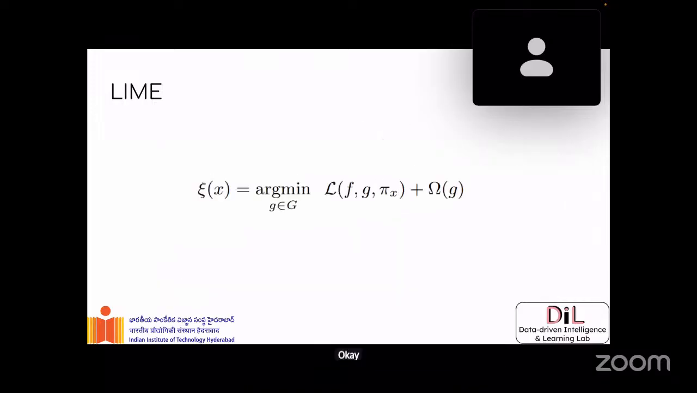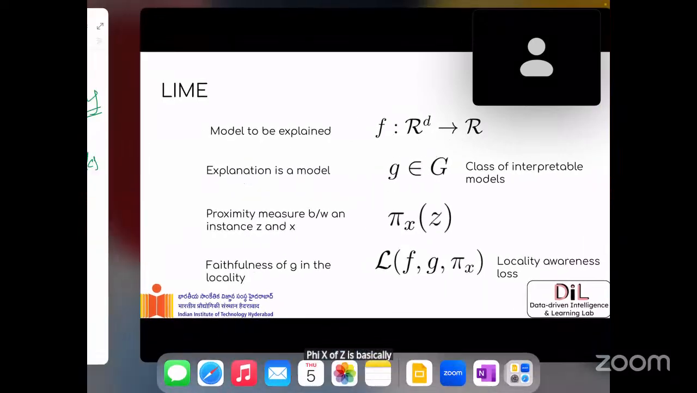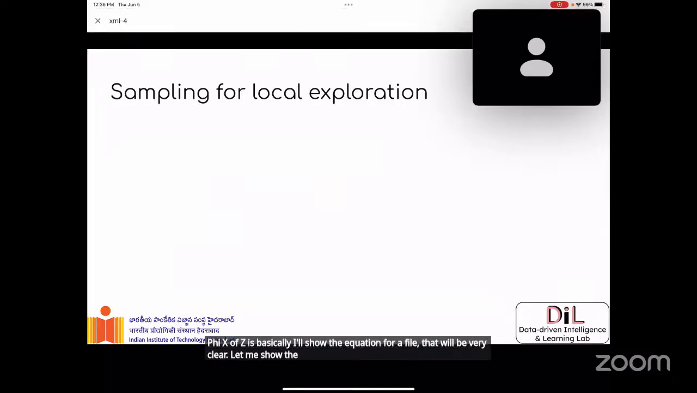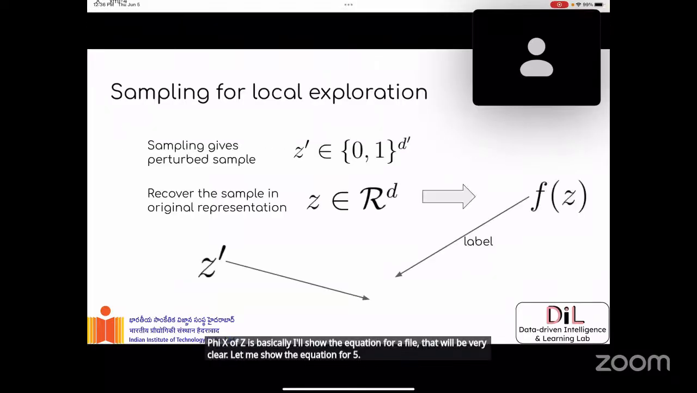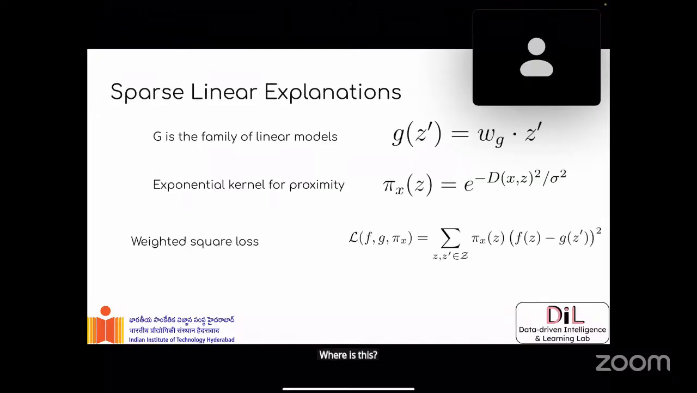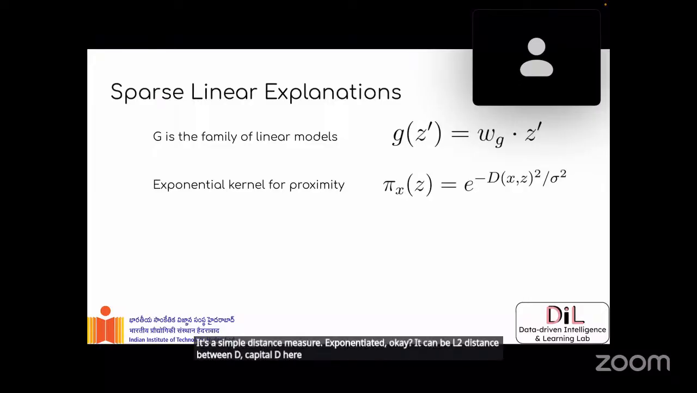In this equation there is no z, but here phi x of z is basically, I'll show the equation for phi. That will be very clear. Let me show the equation for phi. Here, you see the second equation. It's a simple distance measure exponentiated. It can be L2 distance. Capital D here is the L2 distance.